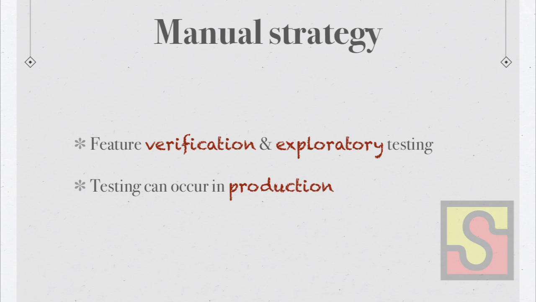And so the manual strategy for this particular project was actually quite simple. Very simply, when new features land, they'll be manually verified, and we'll do exploratory testing. Additionally, testing can occur on production. A new feature doesn't have to be verified on stage.